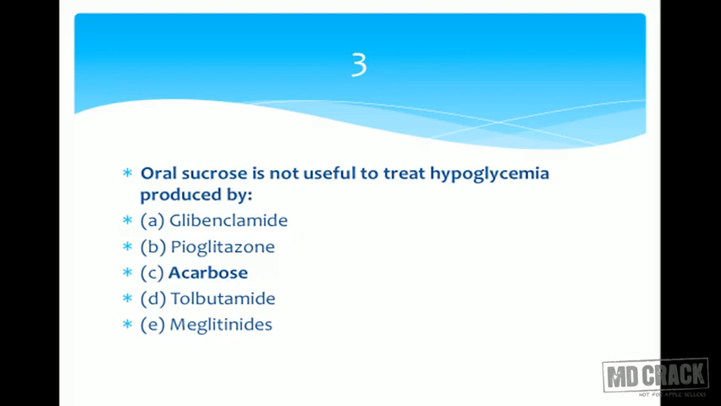Alpha glucosidase helps the conversion of sucrose to glucose, or complex sugar to simple sugar, and acarbose is an alpha glucosidase inhibitor. So even if you eat the sugar, this sugar will not get converted into glucose, it's not going to get absorbed. So simple oral sucrose is not useful to treat hypoglycemia produced by acarbose.